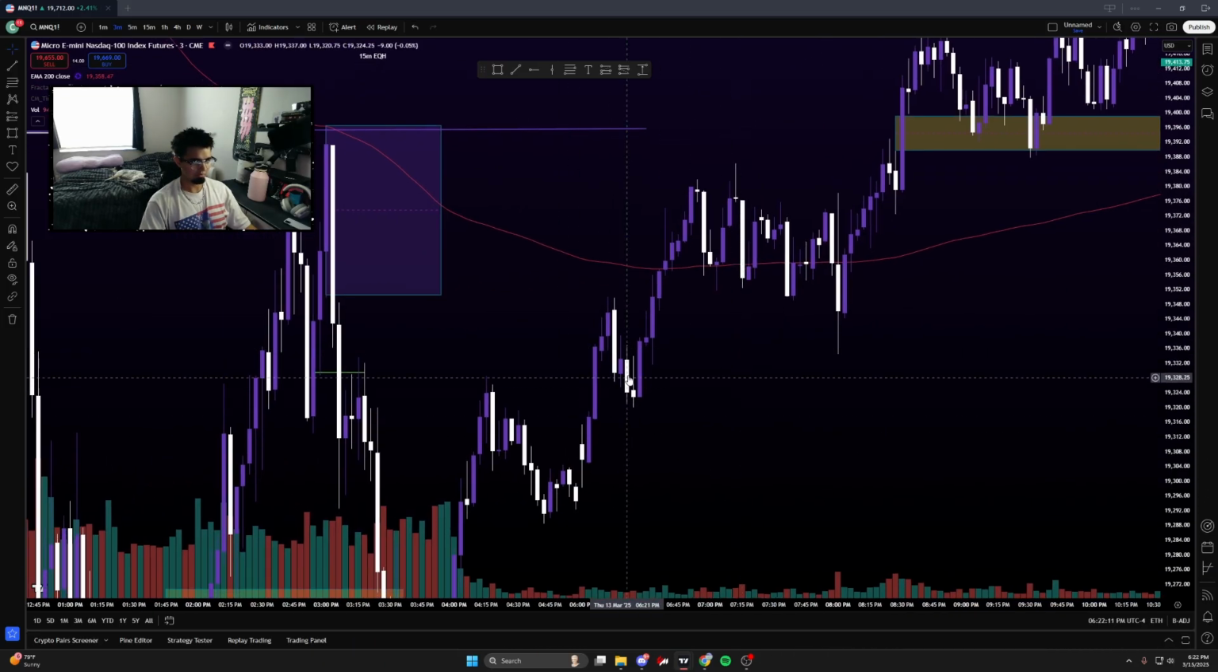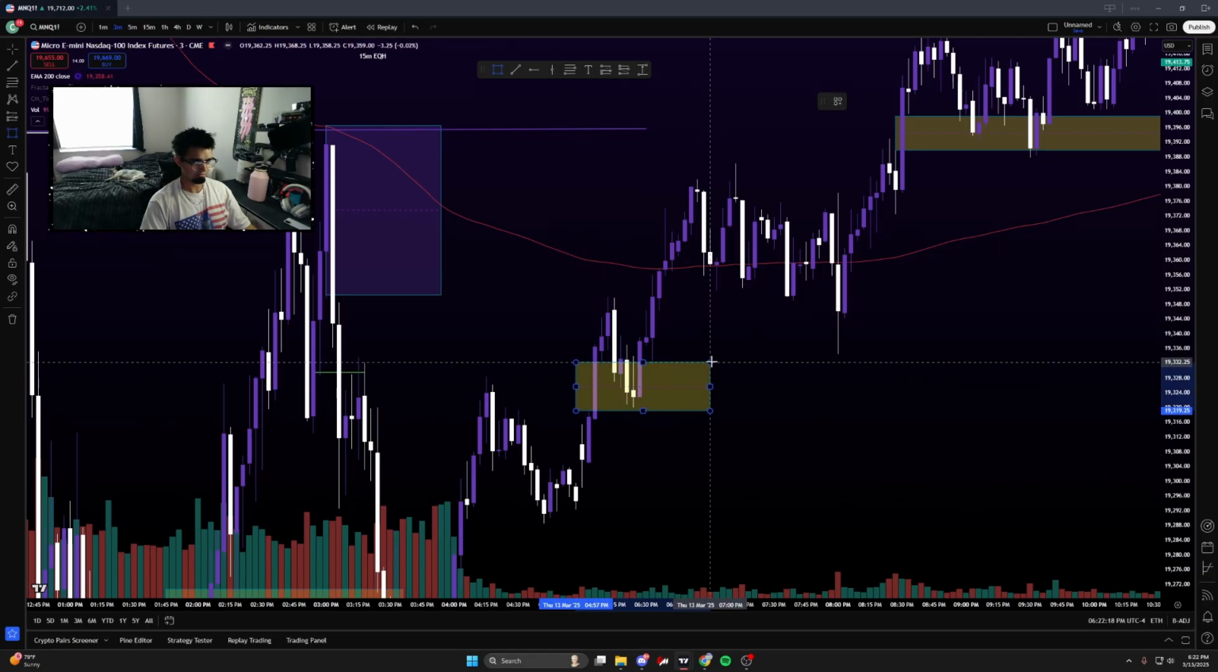Another example of a bullish fair value gap right here. We have our candle, we have our gap, we have our wicks. Bam. Price moves up, fills the imbalance, fails to close below it, and makes higher highs.